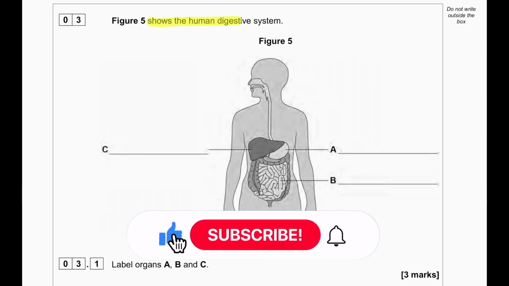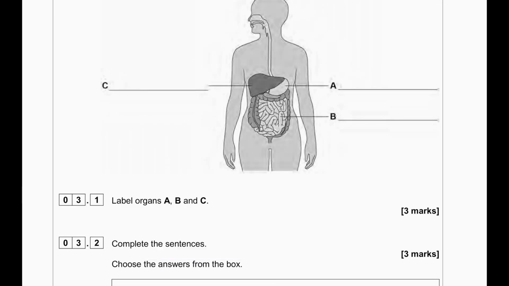Figure 5 shows the human digestive system. We can see parts labelled A, B and C, and we have to label them. First of all, part C is the liver. Part A is the stomach. And part B is the small intestine.